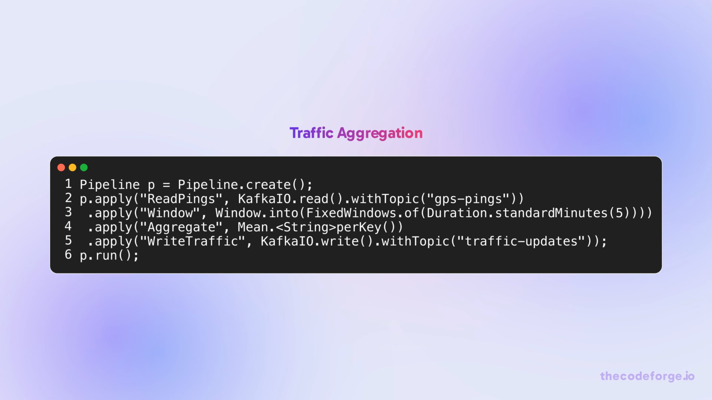This Beam pipeline reads GPS pings, windows them into 5-minute intervals, computes the average speed per road segment, and writes the results to a Kafka topic. The challenge is handling sparse data. If a segment has fewer than 10 pings, it uses historical data instead.